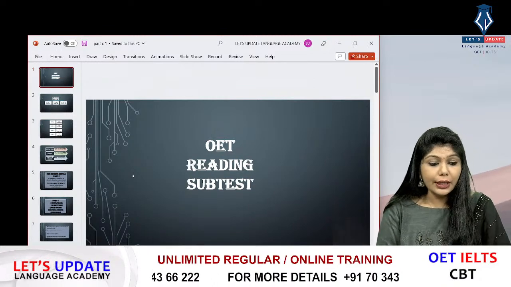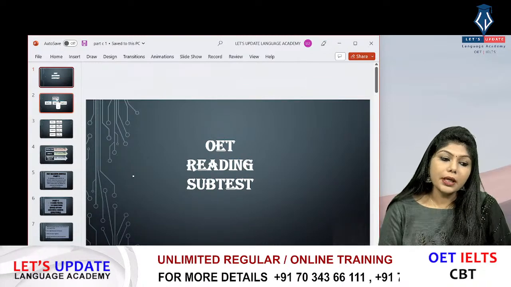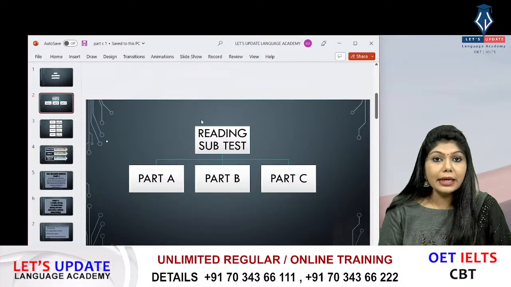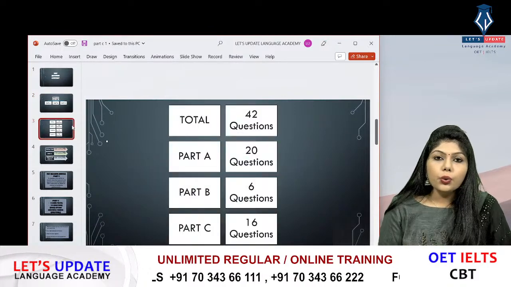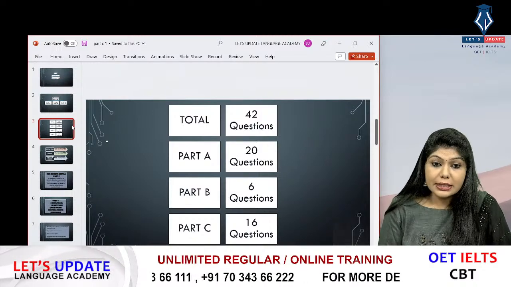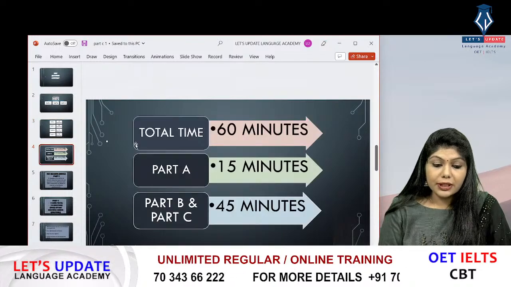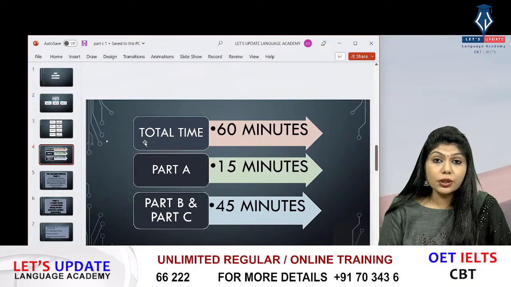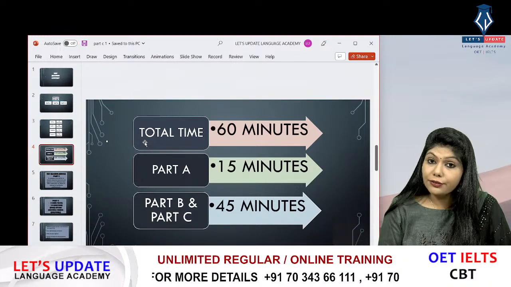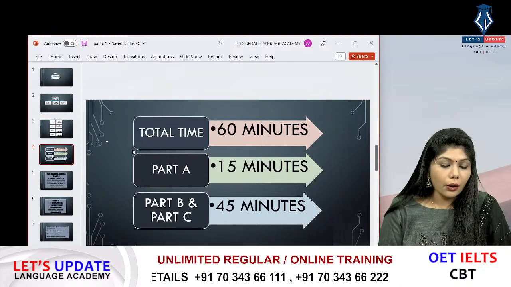As you can see on the screen, for those of you who are attempting for the first time, I would like to give you some general information about the reading subtest. The reading subtest is divided into three parts: part A, part B, and part C, with a total of 42 questions. Part A consists of 20 questions, part B of 6 questions, and part C of 16 questions. You will have a total of 60 minutes, or 1 hour, to solve the entire reading subtest, of which part A is allotted 15 minutes and parts B and C 45 minutes. You need to complete it within this allotted time.